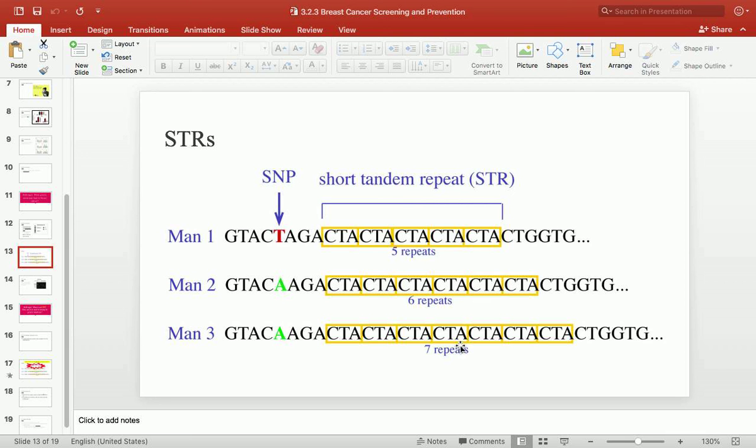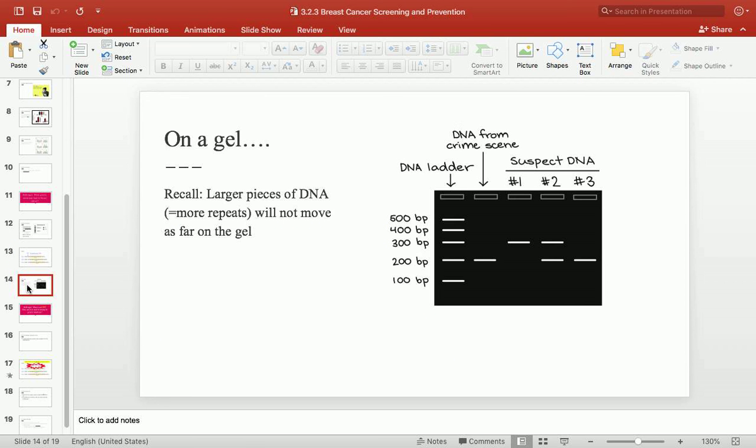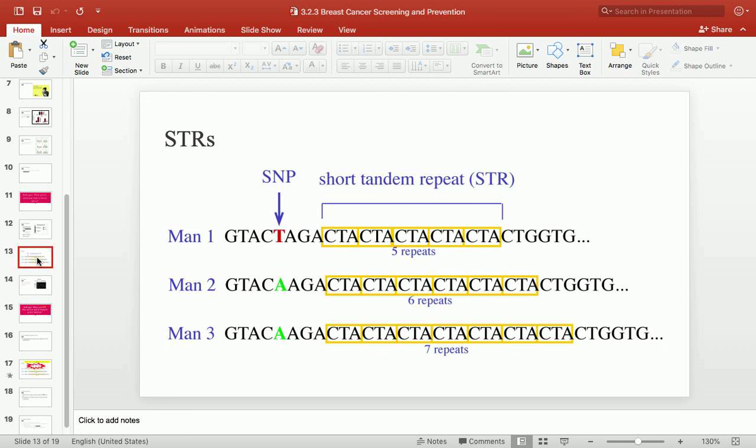Now in a gel, and again, I wish I had a picture of this to show you. Yeah, it's not real clear here. The larger pieces of DNA are going to move a little bit slower through the gel.